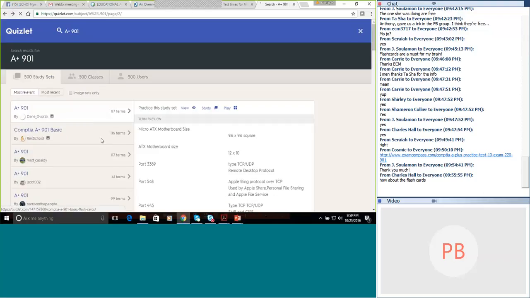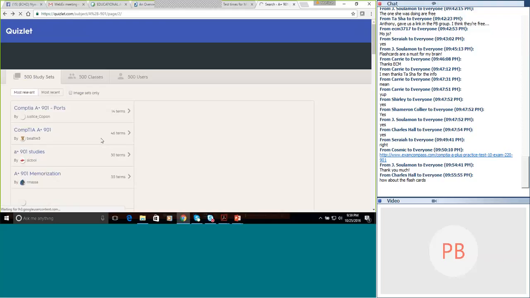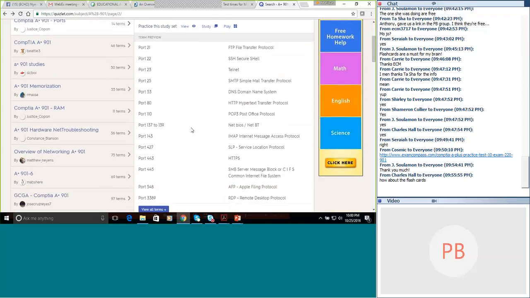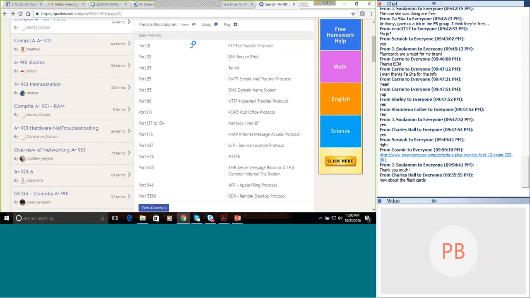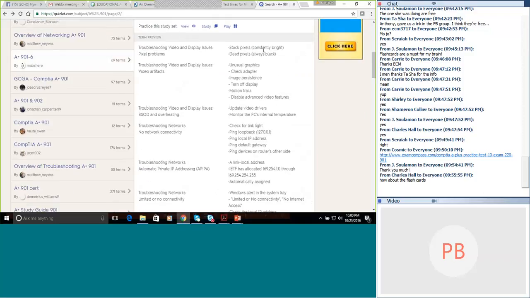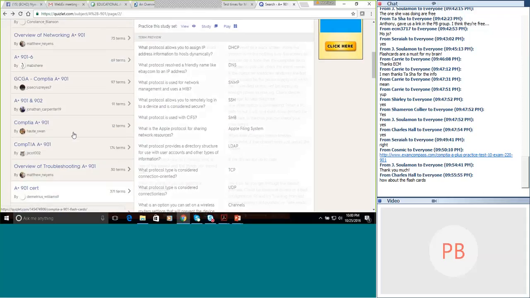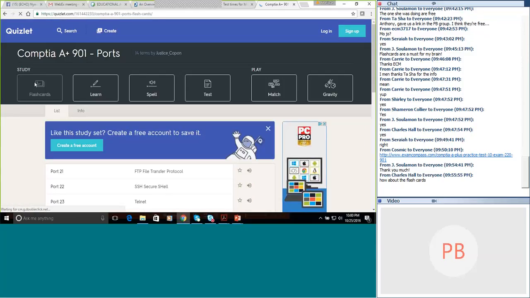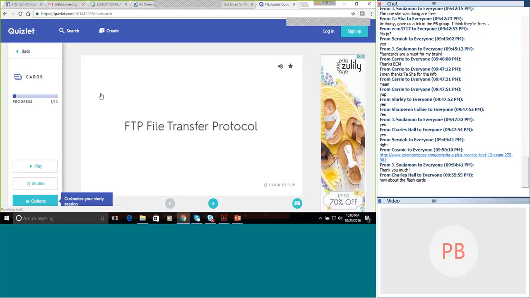Ports. Ports are going to be very important. It's some stuff that is about reading, and it's other stuff that's about memorization. Memorization, memorization. You're going to need to know all these port numbers and what they correspond to. Oh, here we go. You are going to need to know the port numbers.